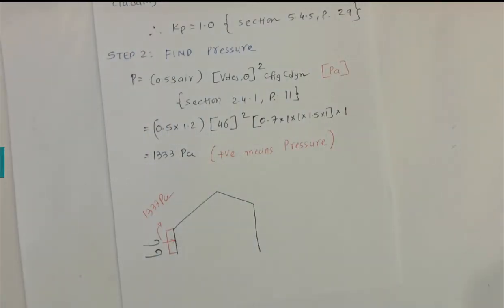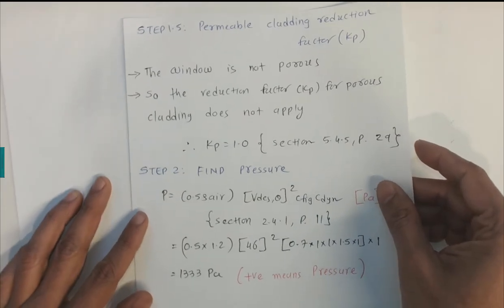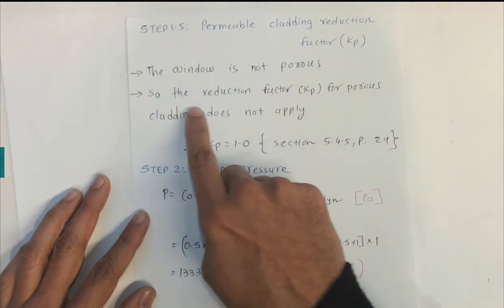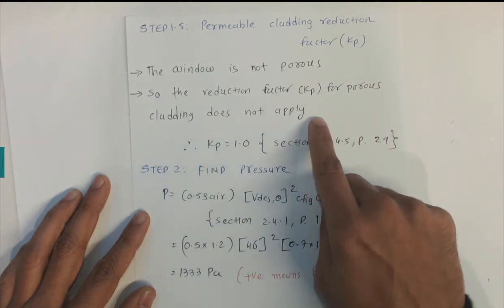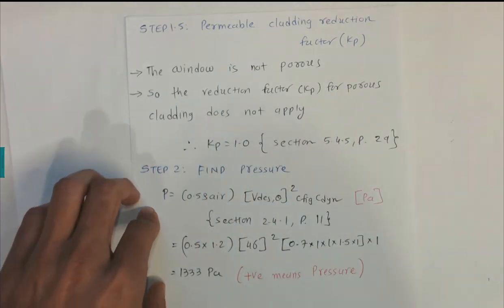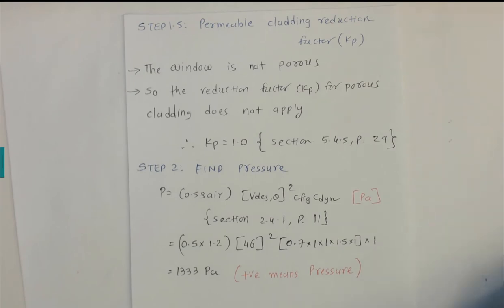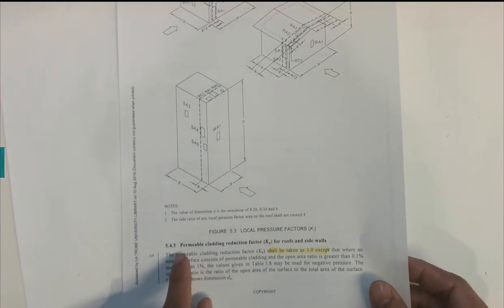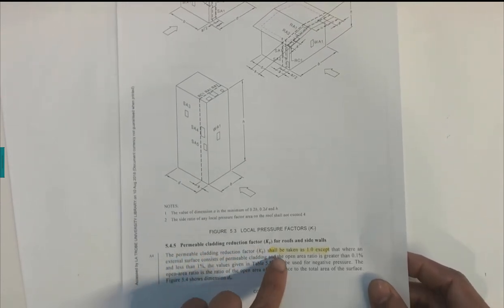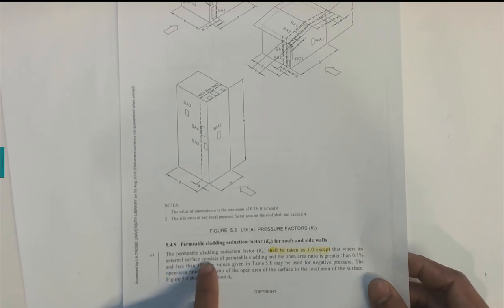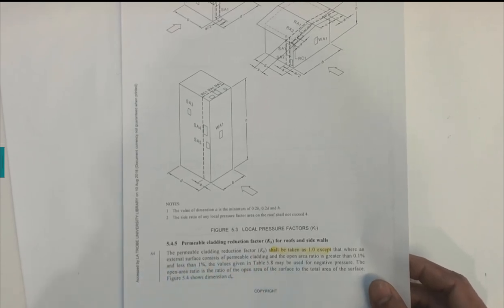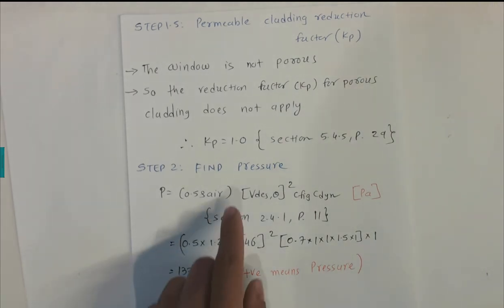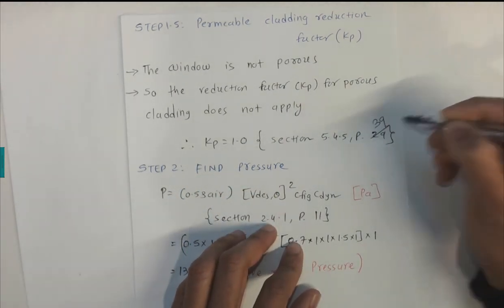The KP value is the permeable cladding reduction factor. The window is not porous, so the reduction factor for porous cladding does not apply, and KP equal to 1. If you need more information, that is on page number 39, section 5.4.5: permeable cladding reduction factor shall be taken as 1 except where external pressure is considered on permeable cladding and so on. So we are just going to take KP value as 1.